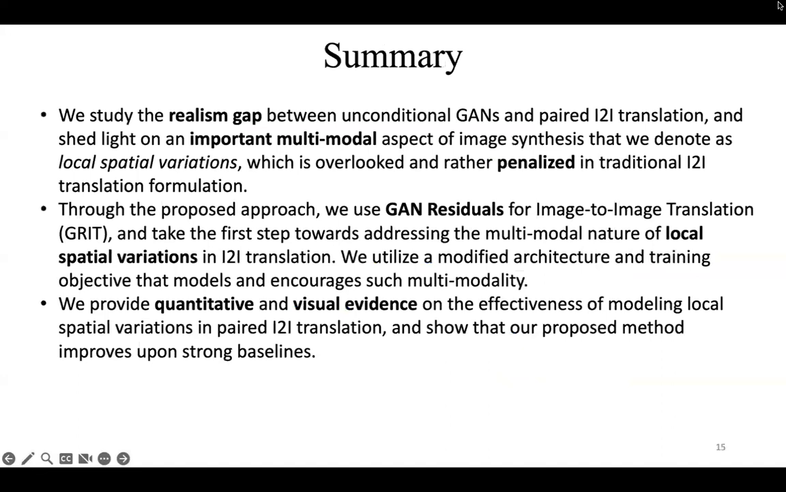To summarize, we study the realism gap between unconditional GAN and paired image-to-image translation, highlighting the multimodal nature of the problem. We identify the problem of penalizing local variations in traditional image-to-image translation frameworks. We then propose GRIT, which tackles the issue by decoupling the reconstruction and adversarial objective. Finally, we show quantitative and qualitative evidence showing the effectiveness of our approach.